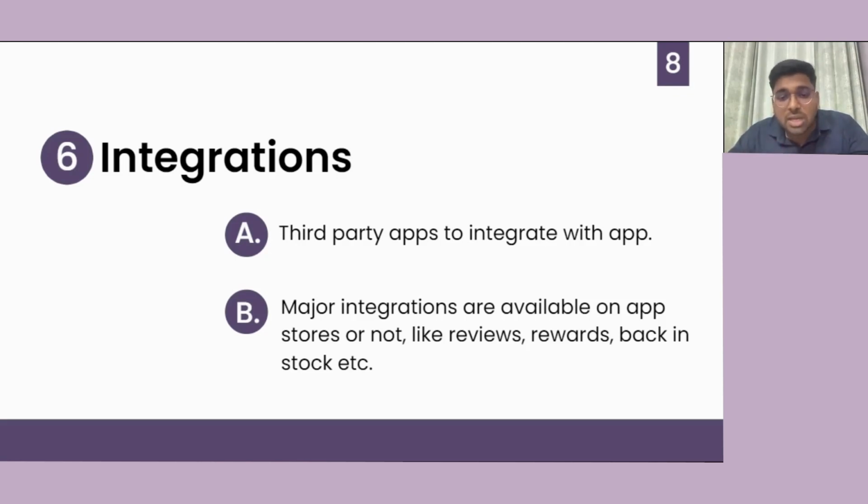The second part is the major integrations which you should have on the mobile app. The first is reviews. You should have a reviews app integrated in the mobile app. The second is loyalty and rewards. If you provide loyalty points and reward points to your customers, then definitely they are going to purchase again and again from the mobile app. And the third is back in stock.